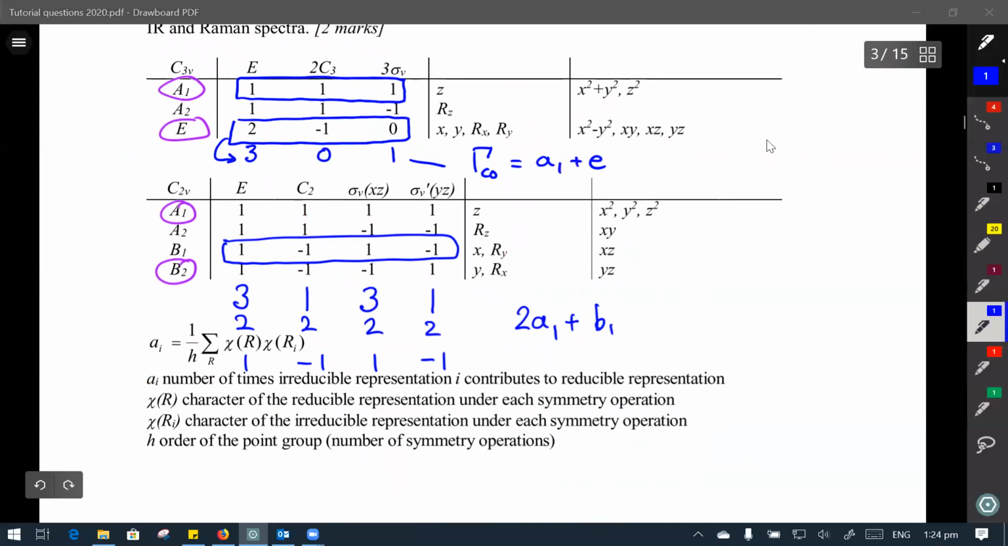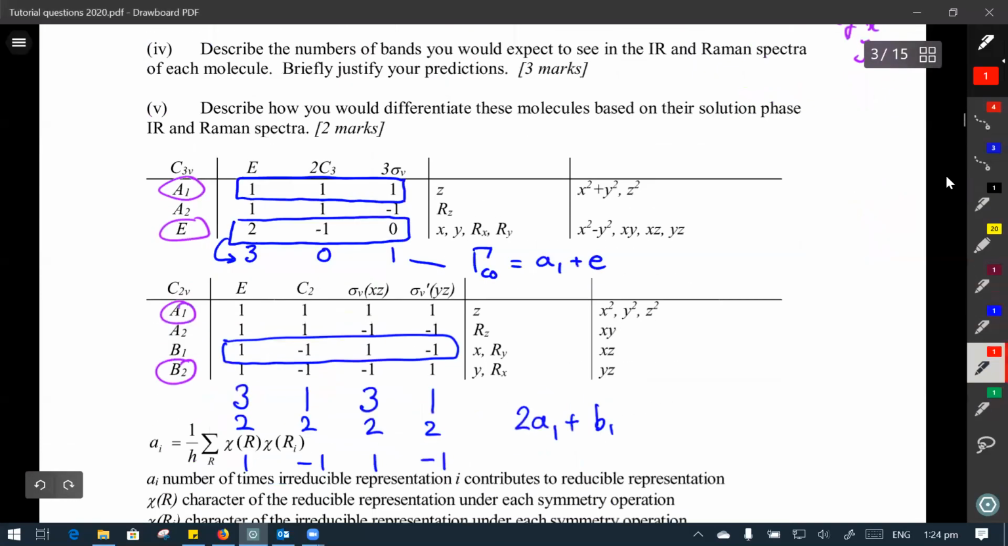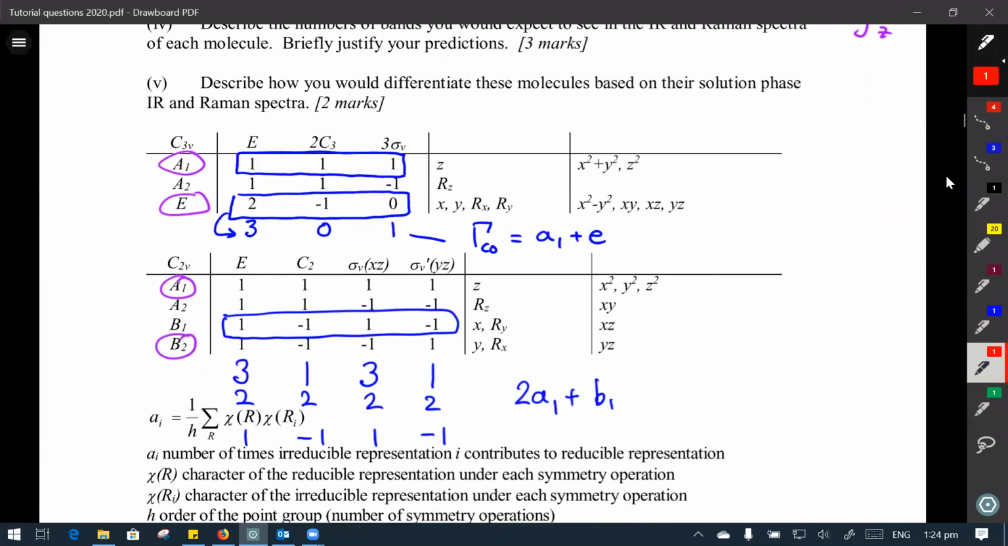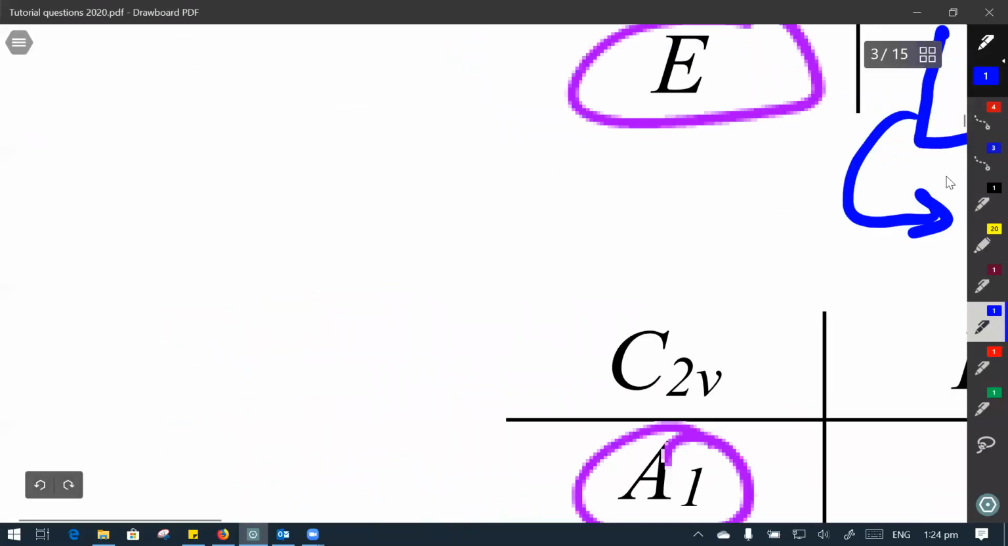Okay, so that basically deals with that. We've determined, carefully showed the vector mapping. We've definitely done that. And then it says factorize the reducible into irreducible representations. Well, we could do that by inspection here, okay? I think these are simple enough that you could do it. I don't think you need to use the character projection operator here. We can use it later on, but for this one, it's probably okay. Okay, then it says, describe the number of bands you would expect to see.